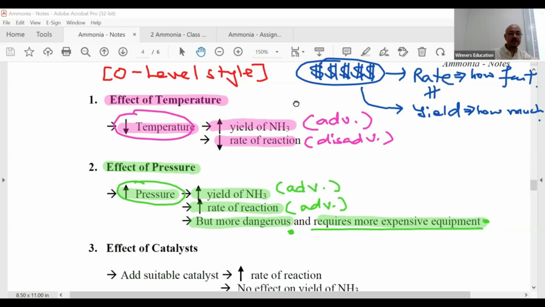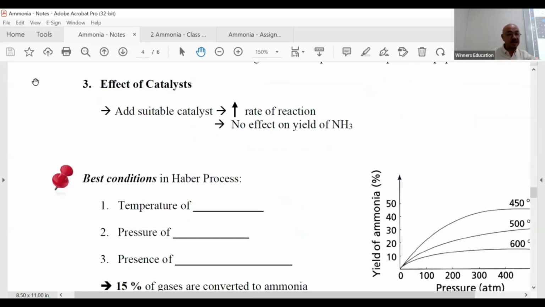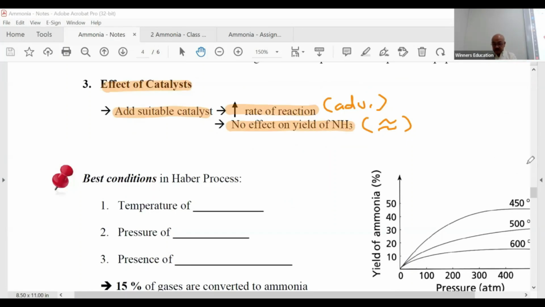Remember that? Last but not least, TPC, right? Then we do what? We add catalyst. Rate of reaction: if you add a suitable catalyst, it will increase the rate. So the rate is good. Advantage. However, it has no effect on the yield. We learn this again in catalyst, where we're doing both energetics and rate of reaction, I believe.